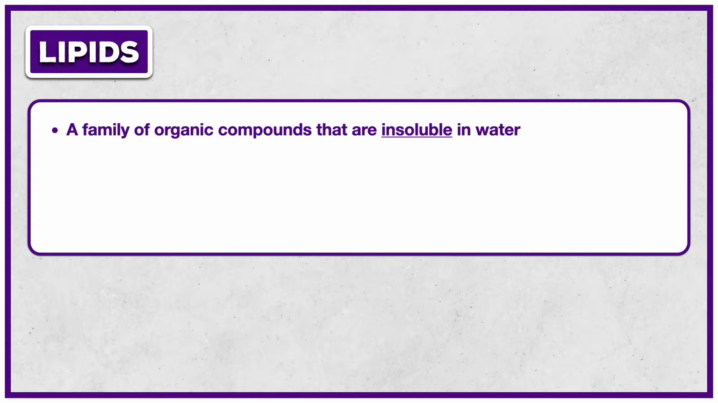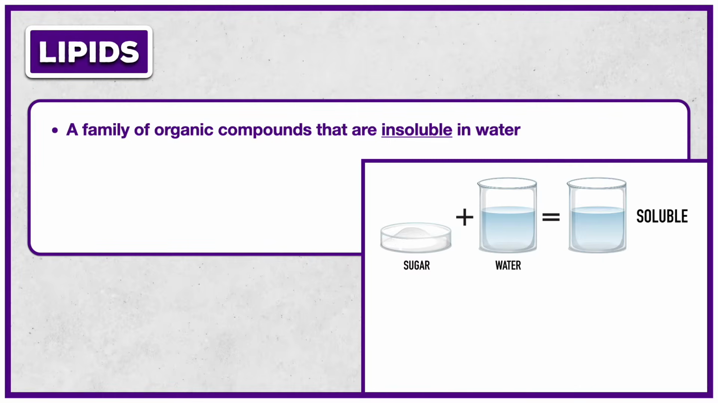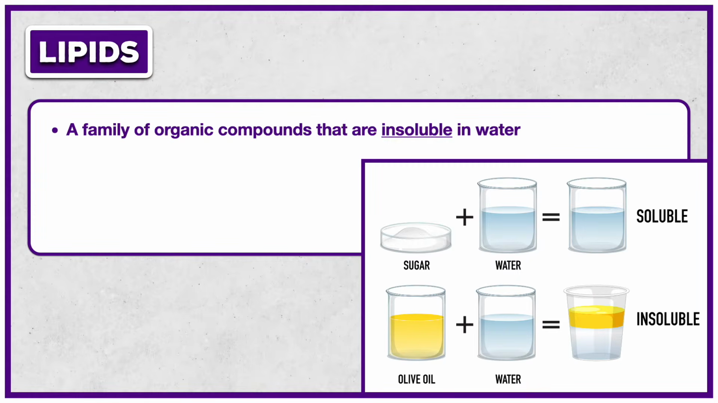Lipids can be defined as a family of organic compounds that are insoluble in water. That means they're incapable of being dissolved in it. For example, carbohydrates are soluble in water, so if you mix table sugar with water and stir it, the sugar dissolves in the water to form a solution. But if you take the same water and add olive oil to it, the olive oil will not dissolve. It will separate and sit on top even if you stir it.